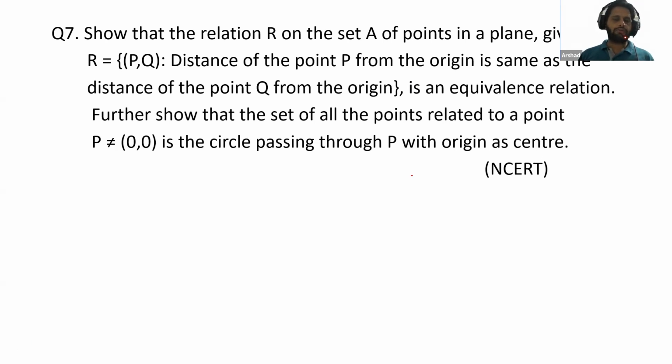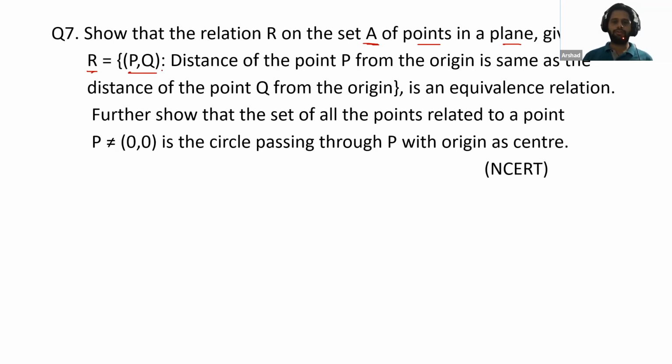In this question, they're saying: show that the relation R on the set A of points in a plane, given by R equal to the pairs (P, Q), is an equivalence relation. What is the set A? It's the points in a plane. So the set is given, which is points in a plane. Given by, this is your relation R. This is the ordered pair.